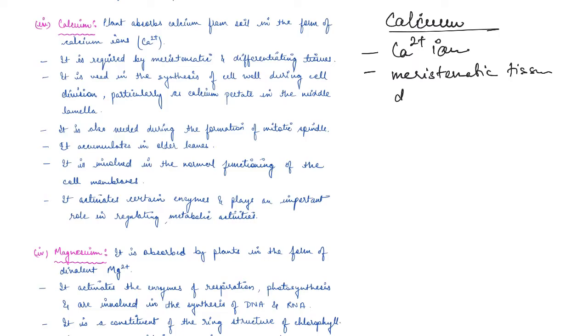So meristematic as well as differentiating tissues, right? Now apart from that, what happens is that during cell division, it is used in synthesis of cell wall. So basically calcium pectate is required in the middle lamella while cell division. Apart from that, it is also required in formation of mitotic spindle. So during mitosis, we saw that in the first phase, there is mitotic spindle which is formed. For that as well, calcium is required.